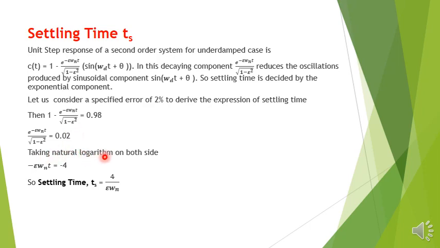So taking the natural logarithm on both sides. Here, for small zeta, the root term is nearly 1, and log of 1 is 0. So the natural log of e to the power minus zeta omega n t is minus zeta omega n t, equal to the natural log of 0.02, which is about minus 4. So the settling time Ts is 4 by zeta omega n. Settling time is 4 by zeta omega n for 2% specified error. Similarly, if we derive for 5% error, settling time Ts is equal to 3 by zeta omega n.